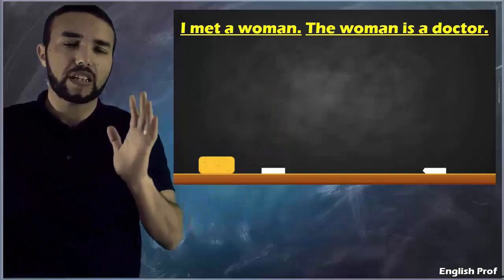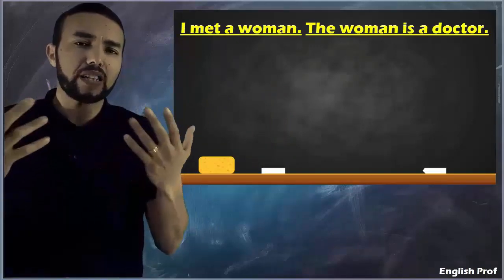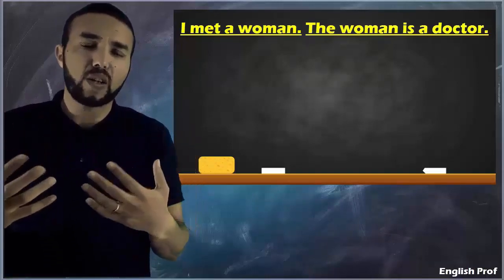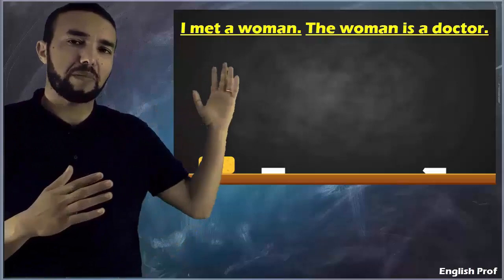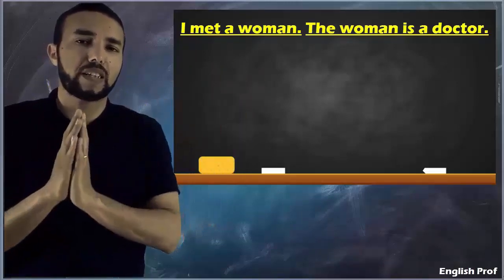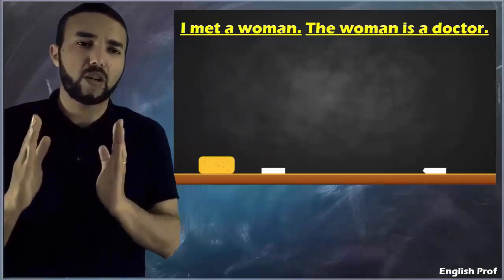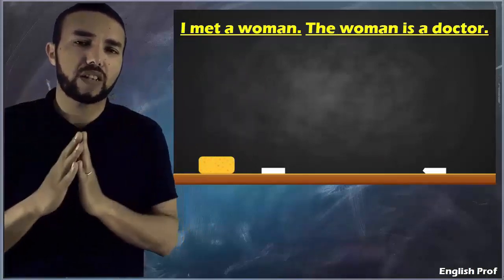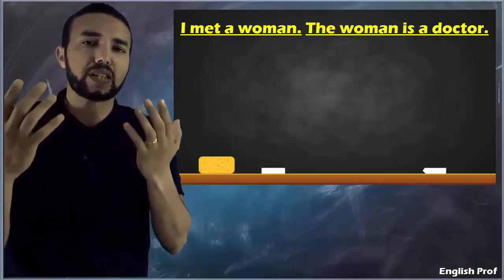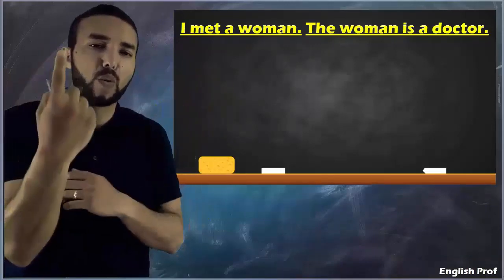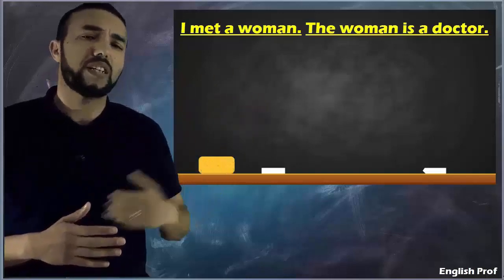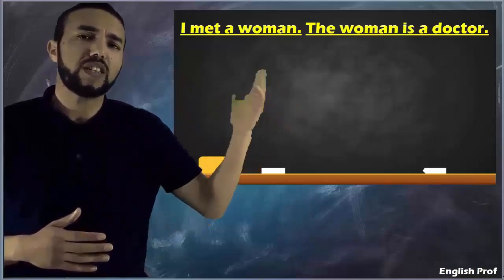These are two sentences. Sometimes while speaking or writing, people prefer to use different ways of speaking and writing. I could say, I met a woman. The woman is a doctor. But what if you decided to make it shorter or just to avoid a repetition? You could use a pronoun, or a relative pronoun, to make the two statements one statement. So someone would say, I met a woman, she is a doctor.